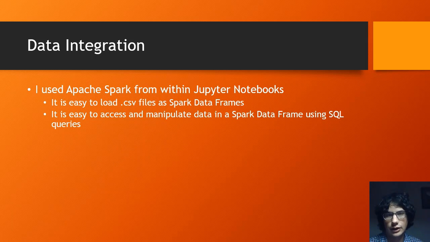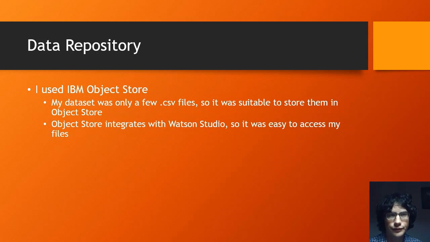Okay, so data integration. I used Apache Spark from within Jupyter Notebooks. It is easy to load CSV files as Spark data frames, and also it is easy to access and manipulate data in a Spark data frame by using SQL queries. Data repository: I used IBM Object Store. My dataset was only a few CSV files, so it was suitable to store them in Object Store. Object Store also integrates with Watson Studio, so it's easy to access my files.